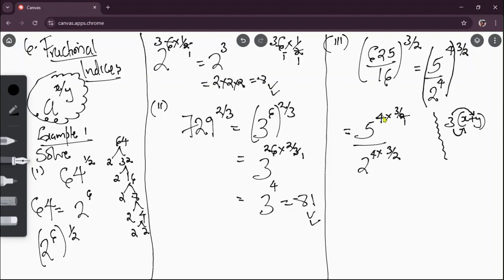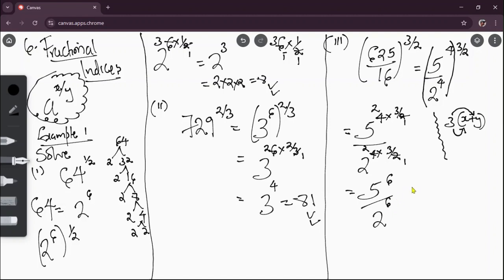4 multiplied by 3 over 2: by 2, 1; by 2, I'll have 2. By 2, I can have 1; by 2, I'll have 2 here. And my answer will be 5. What do you remain with in the numerator? 2 multiplied by 3, my answer is 6. Sorry, let me write it well. The numerator here, we are having 5 power 6, all over 2. This 2 is for this base, then 2 multiplied by 3, which is 6.